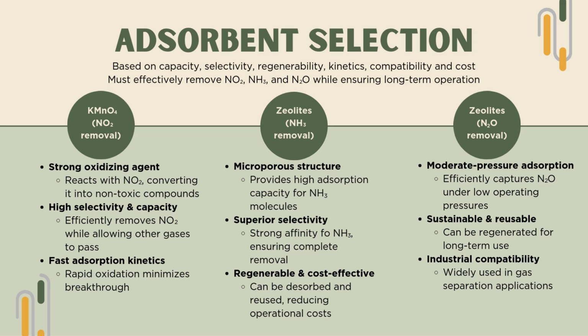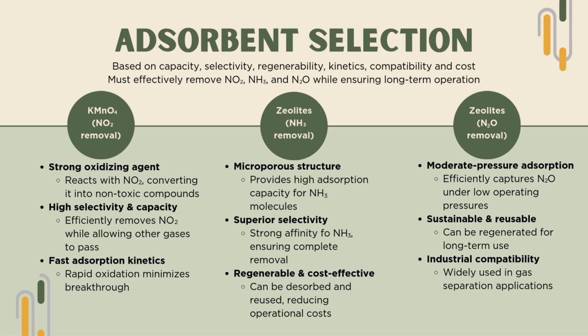Next, we will be moving on to the adsorbent selection. This selection is based on the adsorption capacity, selectivity, regenerability, kinetics, compatibility, and cost. The selected adsorbent must effectively remove nitrogen dioxide NO2, ammonia NH3, and nitrous oxide N2O while ensuring long-term operation. For the removal of NO2, potassium permanganate KMnO4 is used as the adsorbent. This is because it is a strong oxidizing agent, has high selectivity and capacity, and has fast adsorption kinetics.